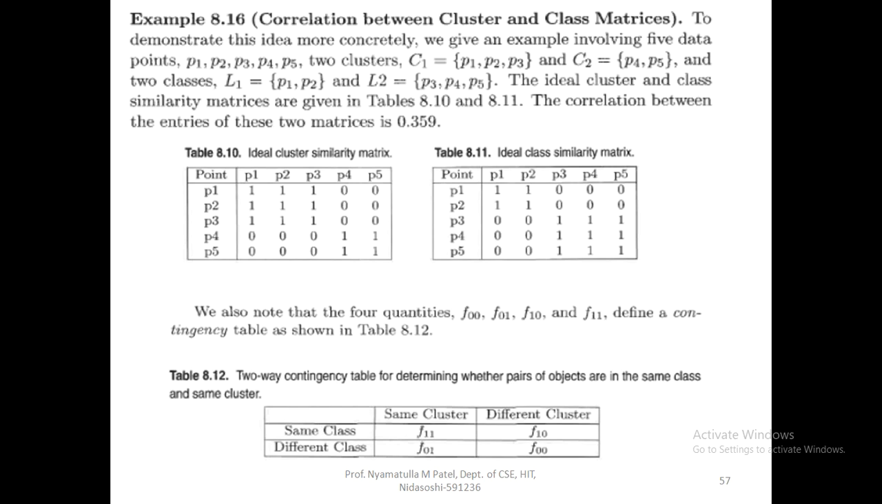Now, coming to another example: correlation between the clusters and matrices. Let us see an example of the correlation between the clusters and matrices. To demonstrate this idea more concretely, we will give an example involving 5 data points. There are 5 data points P1, P2, P3, P4 and P5, and 2 clusters. Cluster 1 has points P1, P2 and P3, and cluster 2 has points P4 and P5.